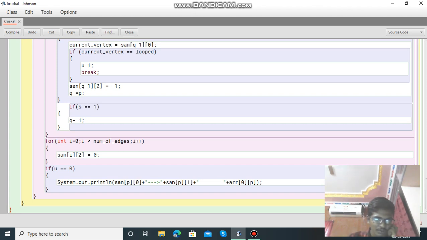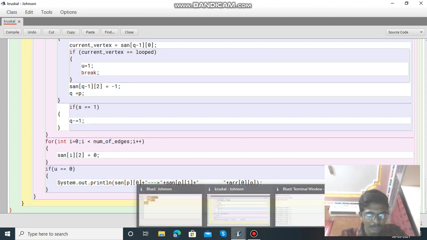q equals q minus 1. For int i equals 0, using a while loop, i less than number of edges, i plus plus, san[i][2] equals 0. If u equals 0, System.out.println, then san equals print array of 0 p, and it stops the program.